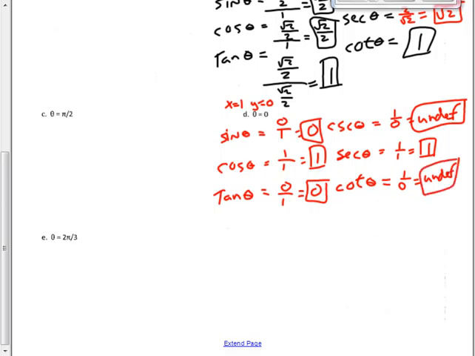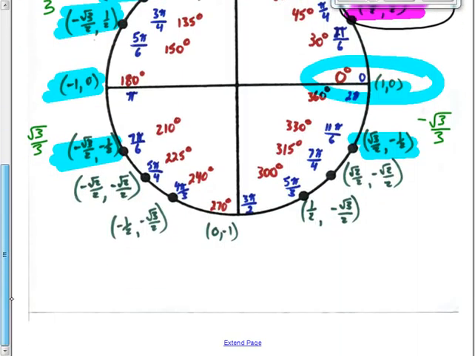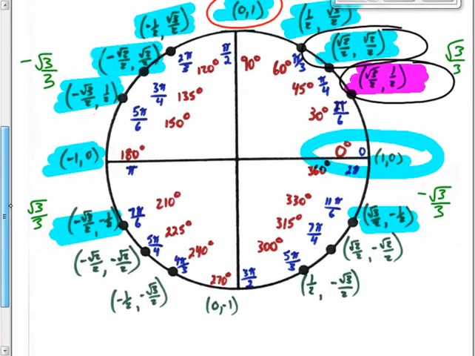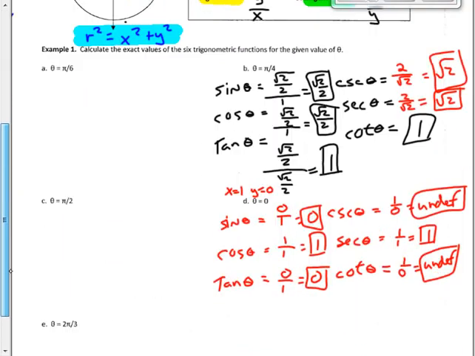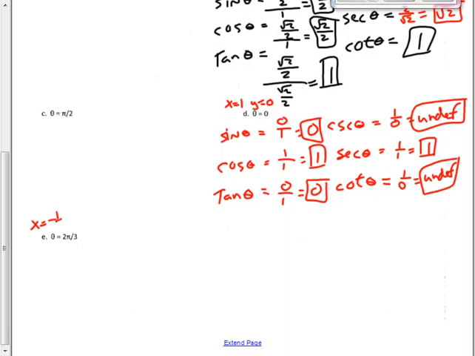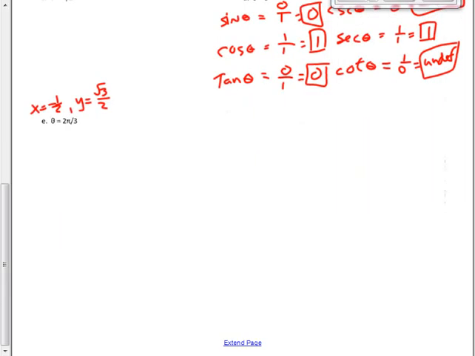Okay, so we start following these rules a little bit, finding places that these are undefined. So I have 2 pi over 3, last one. 2 pi over 3 is too far down. 2 pi over 3 is over here. So 2 pi over 3, I have negative 1/2 and square root of 3 over 2. Negative 1/2 and square root of 3 over 2. So let me just extend this page so we can get sines and cosines in here, along with tangents.